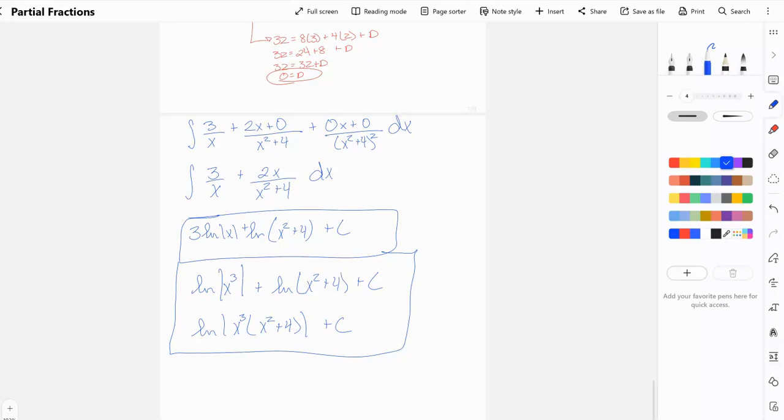So where do I use partial fractions? If I have a rational function that's in proper form, and I need to break it down into the original fractions, that's where I use partial fractions. If it's not in proper form, so the top degree is bigger than the bottom degree, then your first step would be using long division, and then you can apply partial fractions.